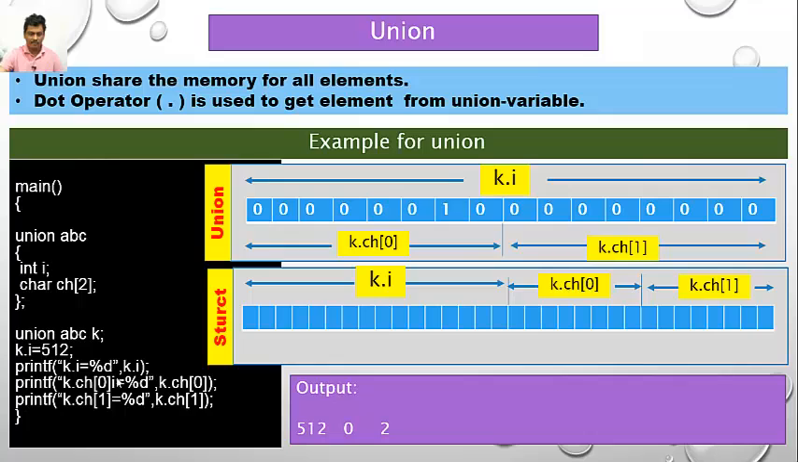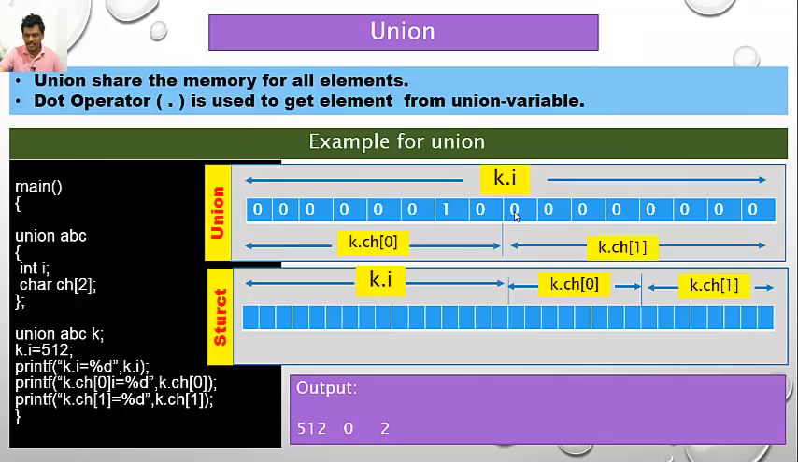So it displays 512. If we print k.ch[0] with %d, what is the value of k.ch[0]? This is the area of k.ch[0], that is 00000010. The first byte is the location for k.ch[0]. What is the equivalent decimal? 10 is binary. What is the decimal equivalent? 2. 10 is the binary equivalent of decimal 2, decimal value 2. So this location is 2.